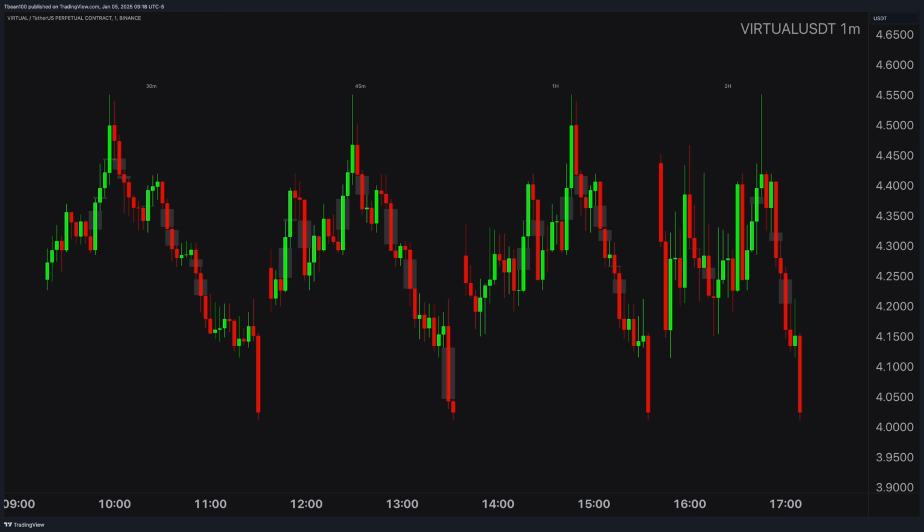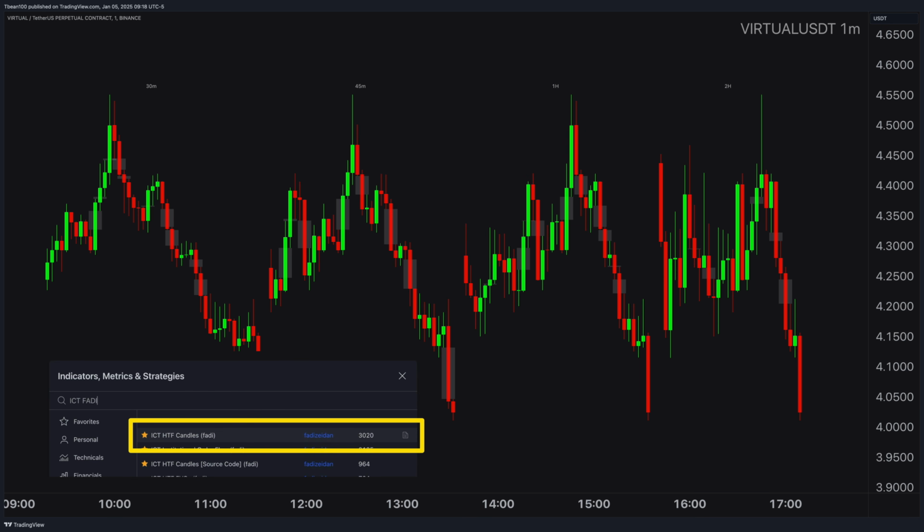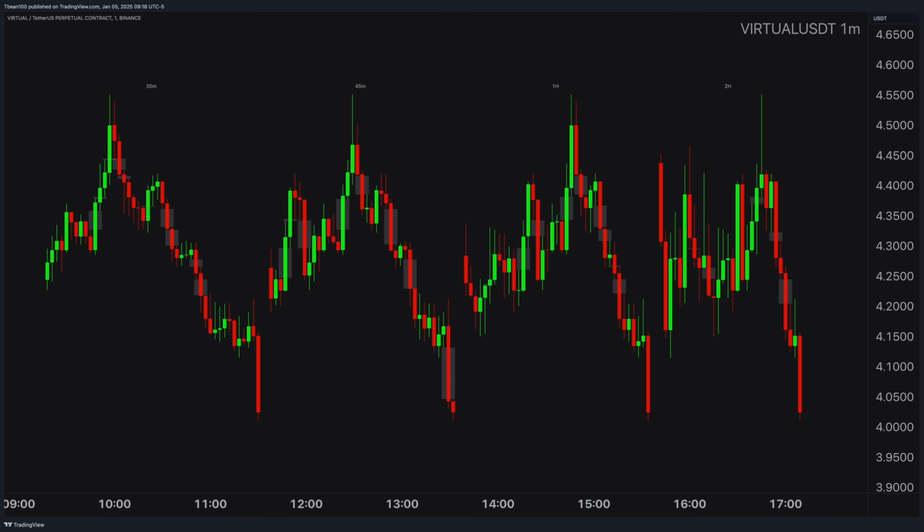The first coin I noticed was this virtual crypto. It was the number 2 top loser coin of the day. With the help of our lovely indicator called ICT high time frame candles, we will try to observe this multiple time frame price action. First of all, notice this little imbalance here. Also in all other time frames.